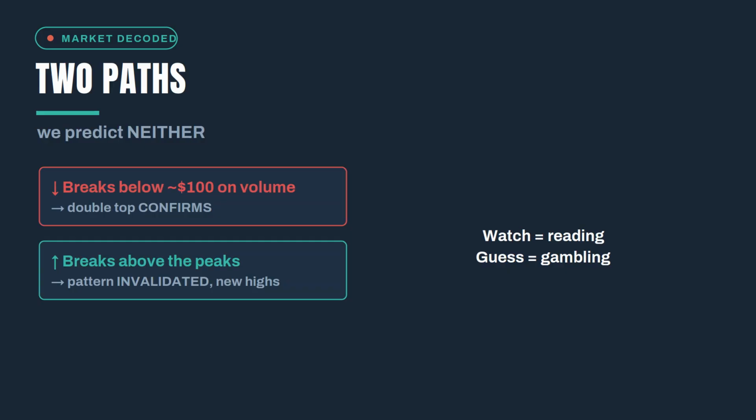So, what would actually change the picture? There are two clear paths from here, and we are going to predict neither. If, somewhere down the road, Intel were to roll over and break below that neckline near $100 on heavy volume, then a double top would genuinely be confirmed. But if instead it breaks above these peaks, the pattern is dead, and what we're looking at is a breakout to new highs. Watching which one happens, that is reading the chart. Guessing before it happens, that is gambling.